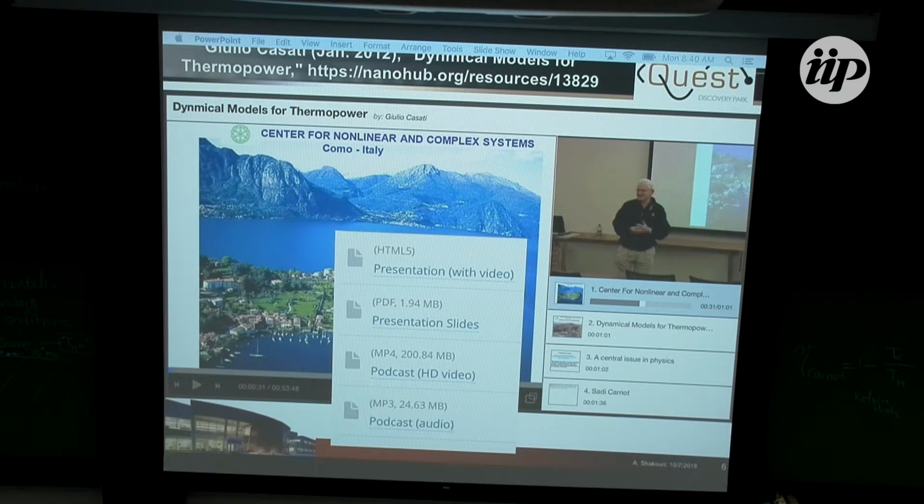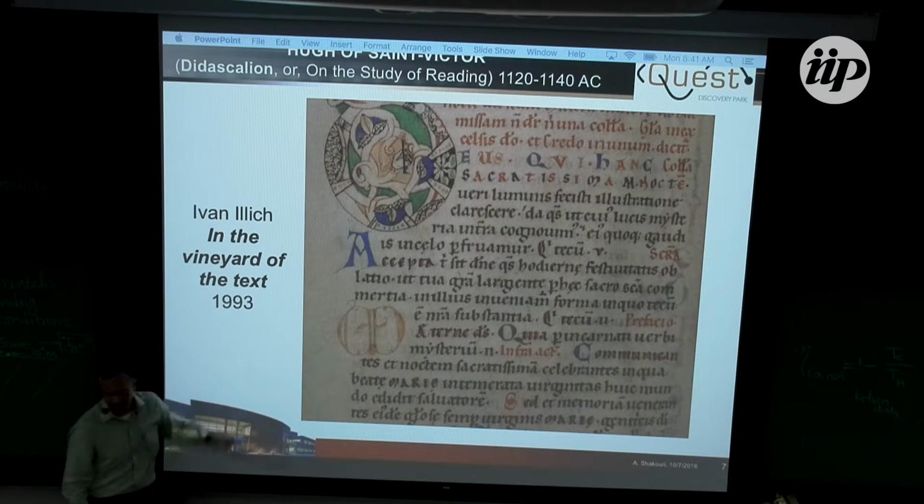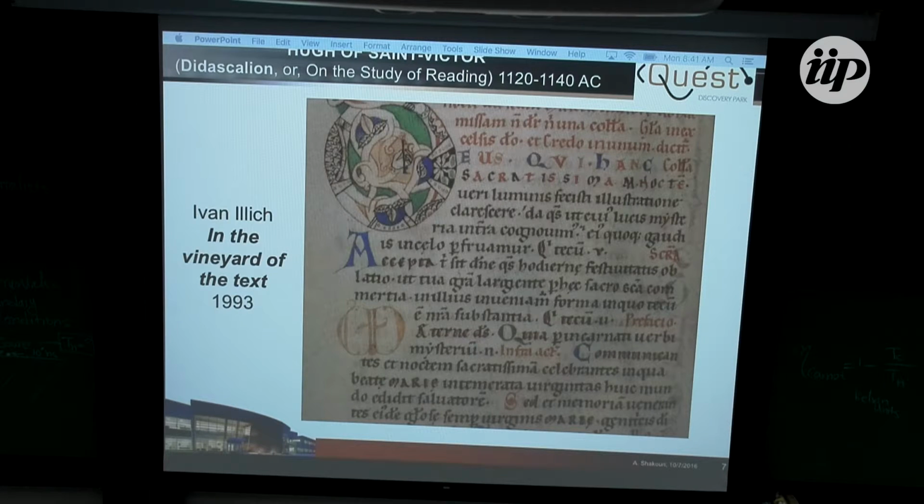I learned quite a bit about what the lecture should be. Recently I was reading a book. I was hesitant to share that with you. It's a little old, from 1120, about the study of reading. It's called Didascalion. Does anybody know about this book? It's quite old. Usually it's not part of the reading list. But it's interesting because Ivan Illich referred to this book.